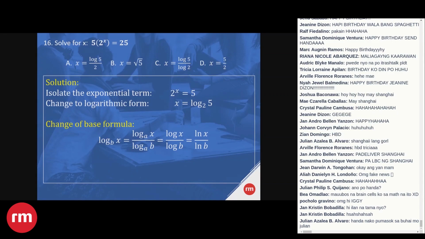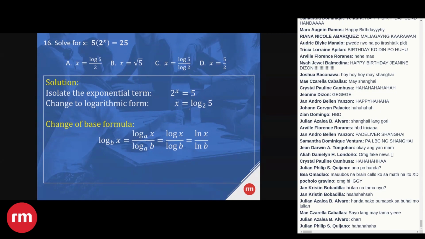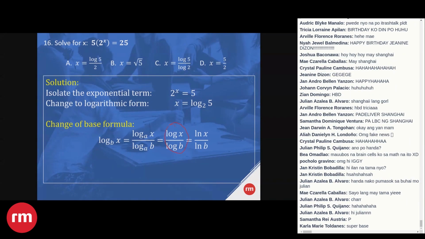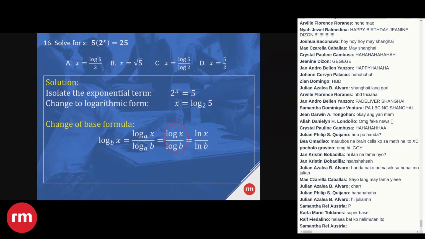So, ibig sabihin, sa choices natin, ang mga bases ay 10. So, our goal is to write logarithm of 5 to the base 2 into base 10. So, ibig sabihin, we'll use this formulation, this one. So, this is simply logarithm of 5 over logarithm of 2. That's why it's letter C.